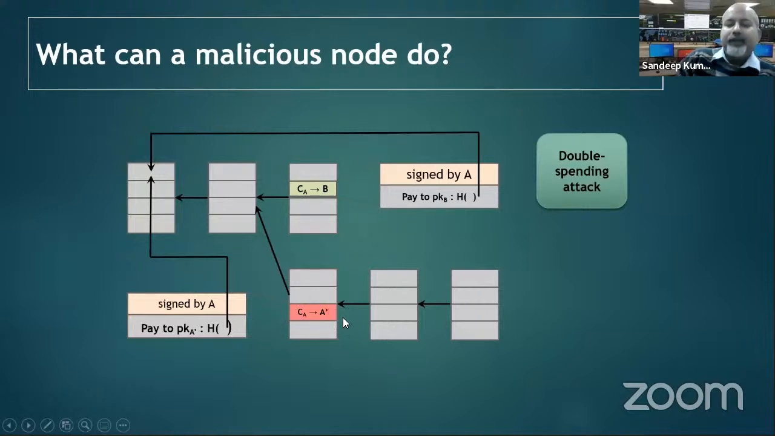So this is when the double spending attack may happen, but one of the double spending results will win, the other will lose. So therefore, the system will remain consistent.